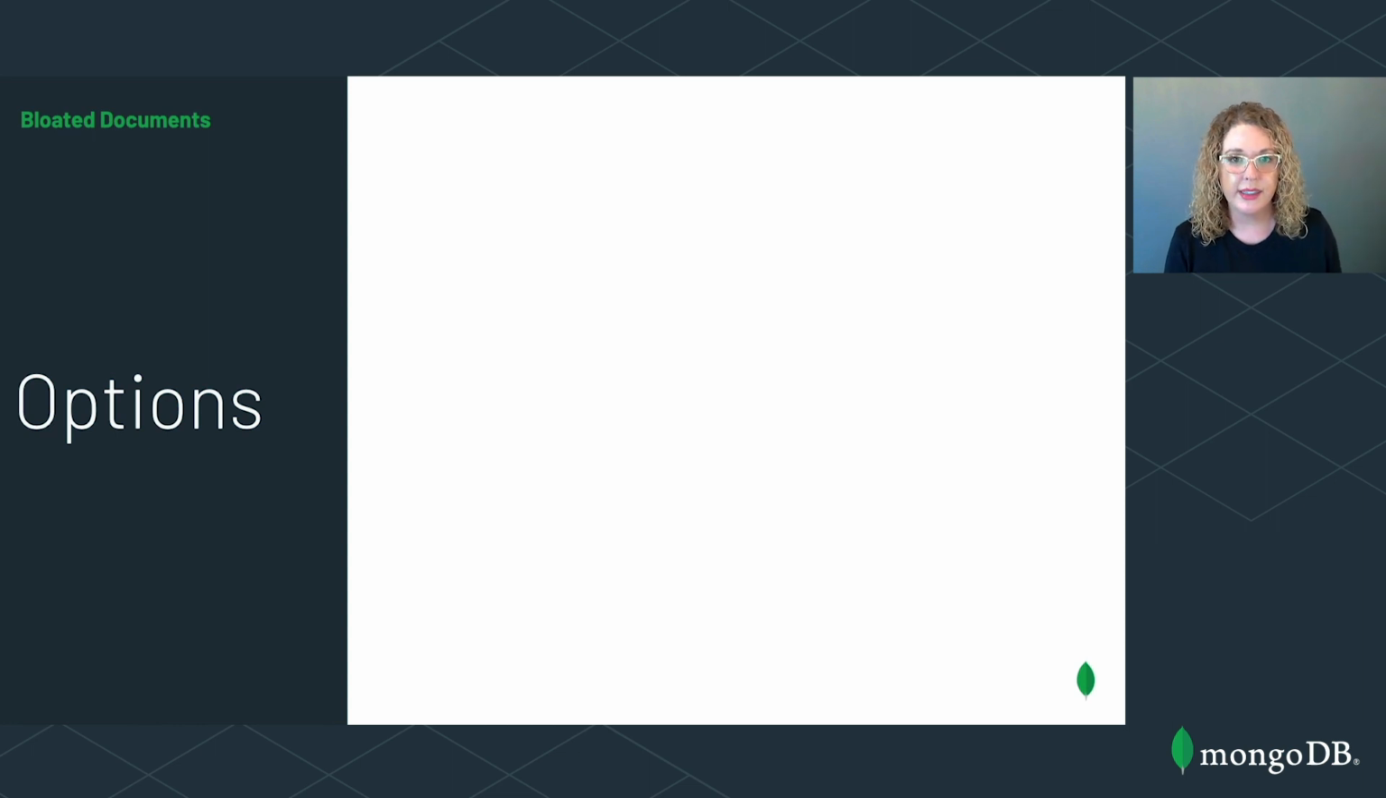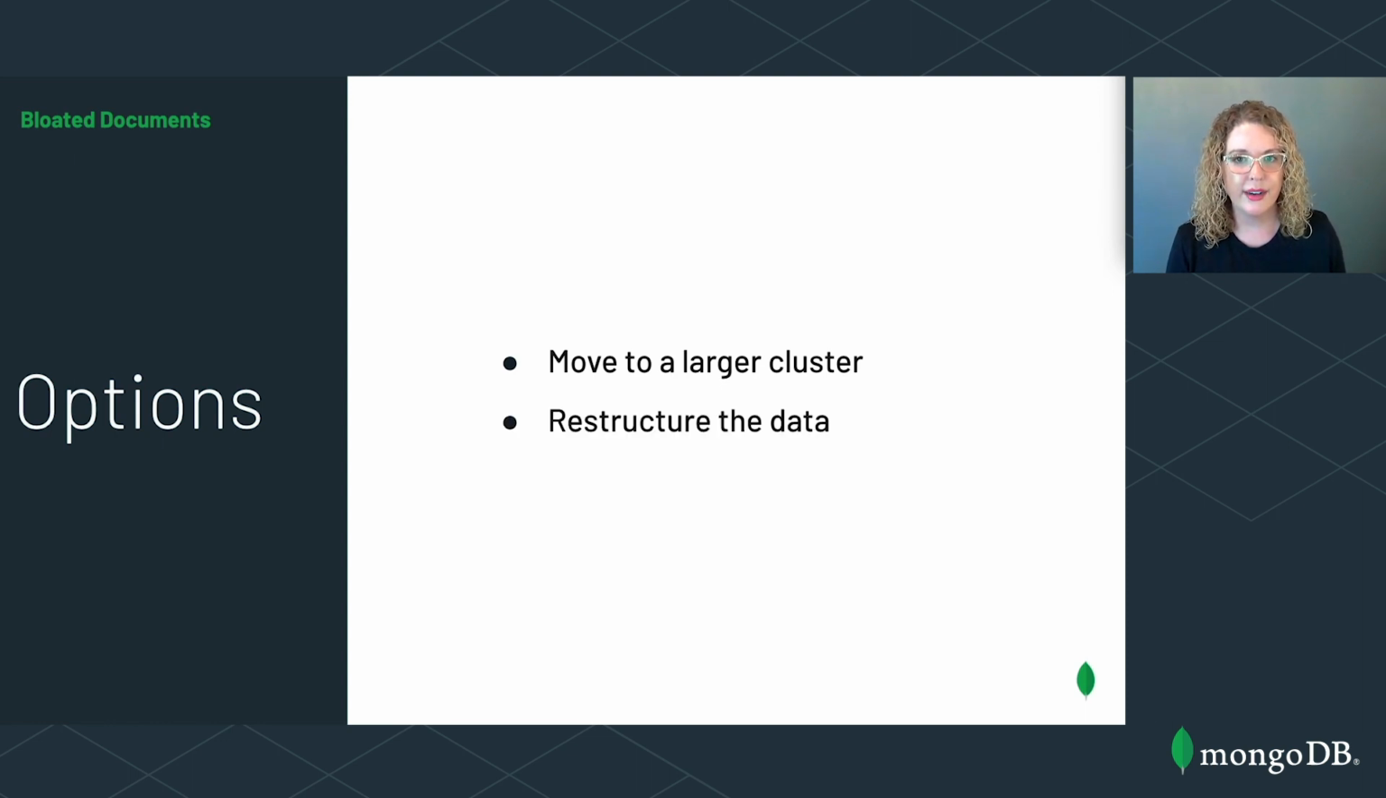So we've got two choices. We can move up from an M10 to an M20 dedicated cluster, which will give us more RAM. Or we can restructure our data in order to get our working set into the RAM allotment. Both are good options. Moving to an M20 is a pretty easy process. The cluster just costs a little more. Let's walk through how we could restructure our data.